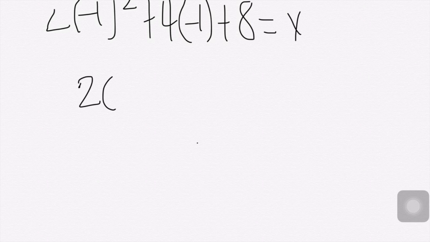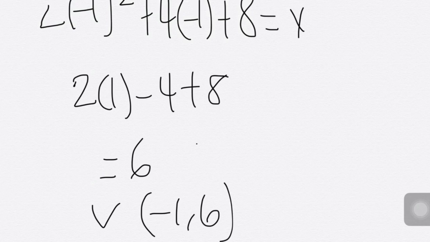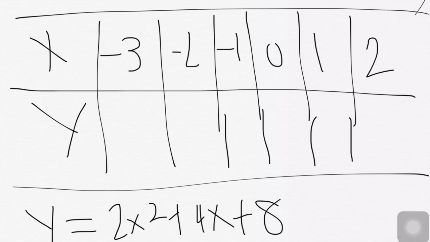Now we're going to plug that back into our standard form equation. Now that we have it in our standard form, we can solve for y. 2 times 1 minus 4 plus 8 equals 6. Our vertex is negative 1, 6. Now we're going to fill out our table with 7 points. We already found our vertex, which is negative 1, 6.